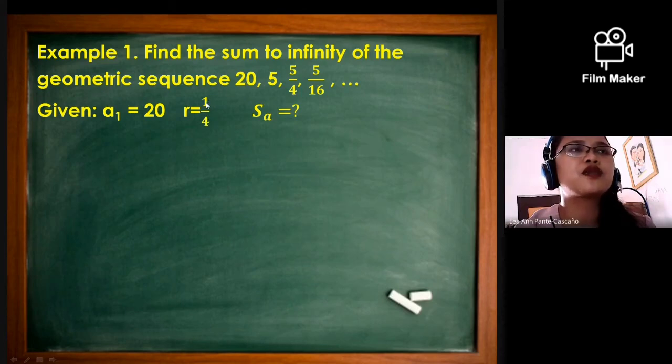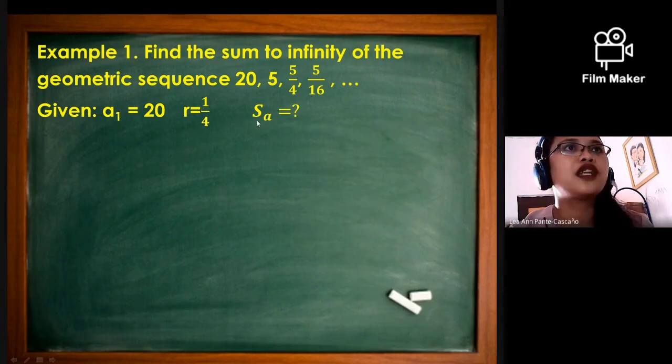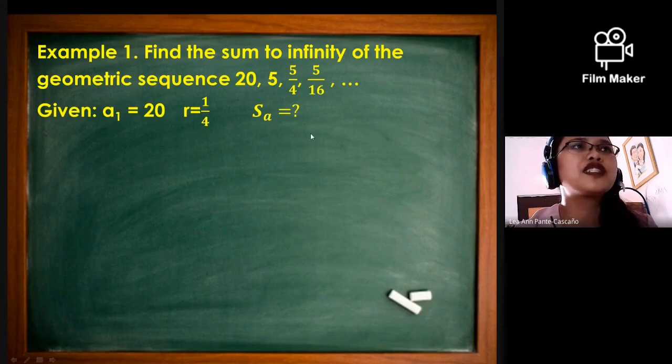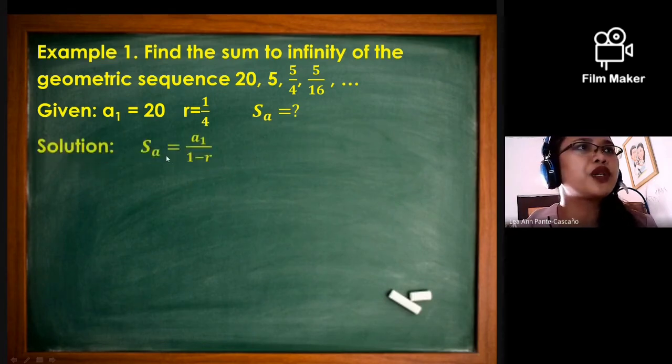Check nga natin. 20 times 1/4 is 20 divided by 4, which is 5. So that's correct. 5 times 1/4 is 5 over 4. 5 times 1 is 5, then 4 times 4 is 16. So that's correct po. Now, what is the sum to infinity of this geometric sequence? Ito lang daw po yung formula natin.